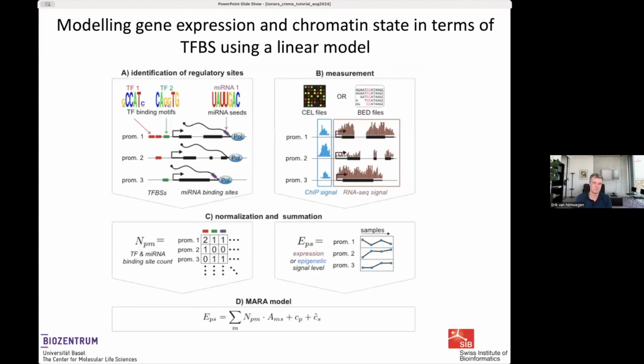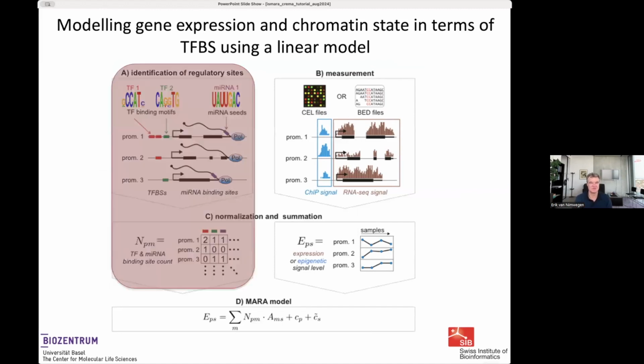All right, so this slide is basically giving you an overview of the ISMARA modeling approach, and it consists of various parts, and I will discuss each part in turn. The first part that I will discuss is the identification of regulatory sites genome-wide and the summary of that into a matrix, which we call a site count matrix.